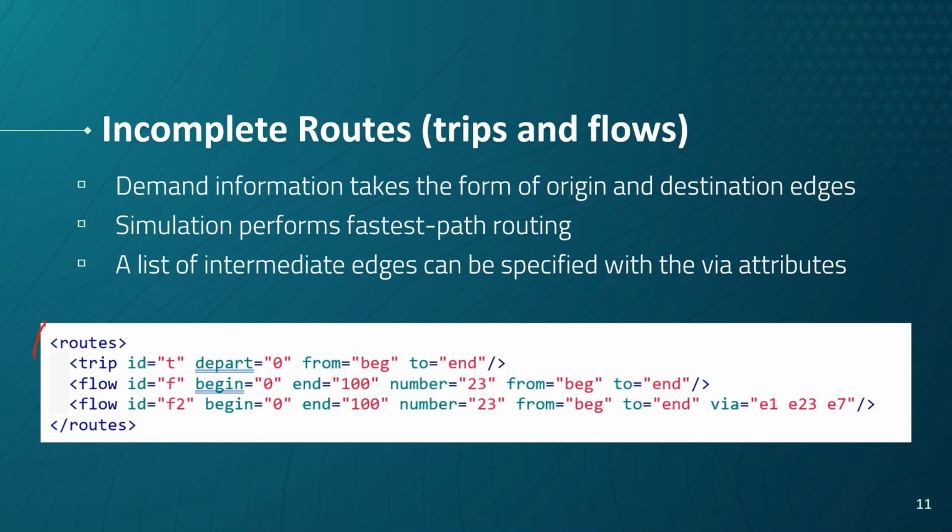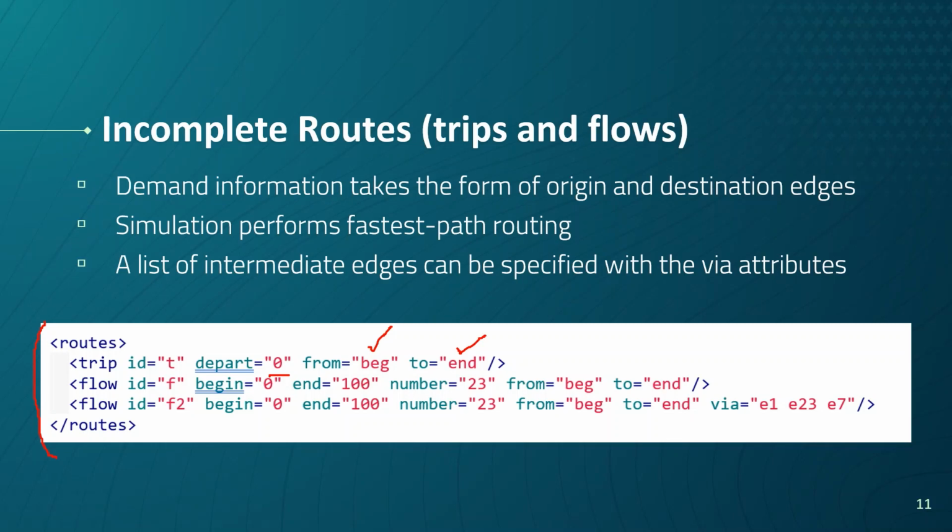Well, in this example, in the route file, we have one trip and two flow. The trip with ID T departs at time 0, and starts entering the network from edge big, and is removed from the simulation at edge end. Similarly, the flow with ID F begins at time 0 and ends at time 100.